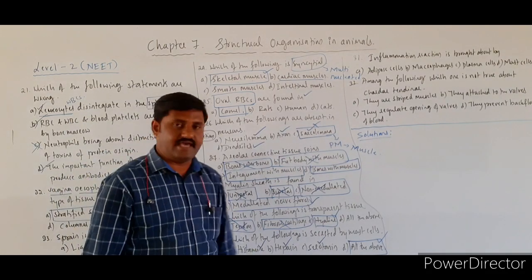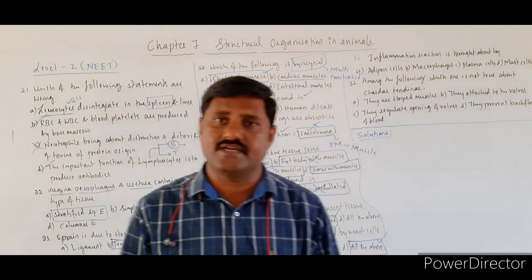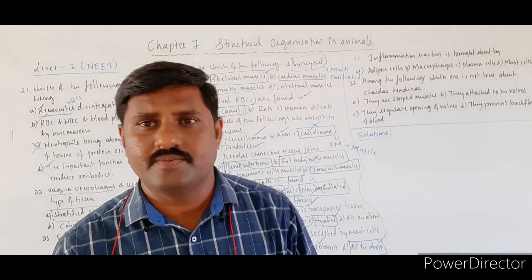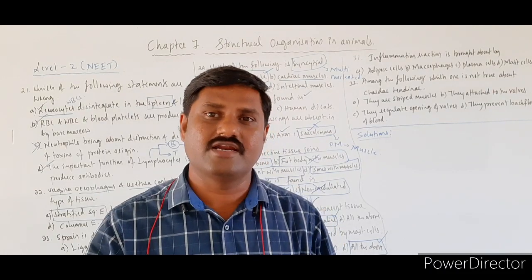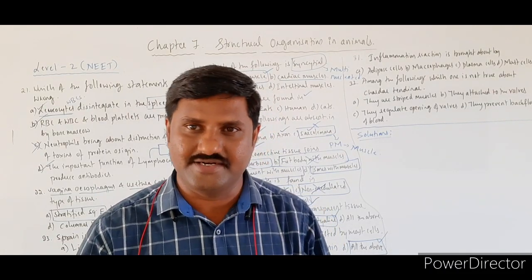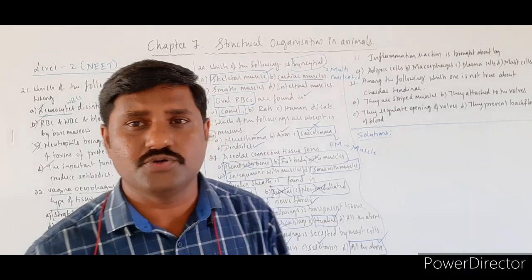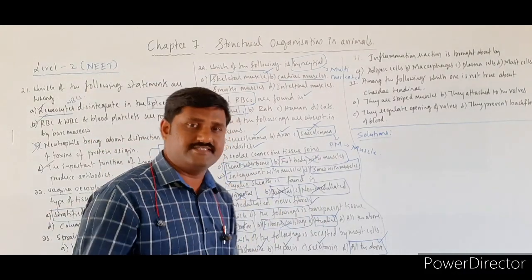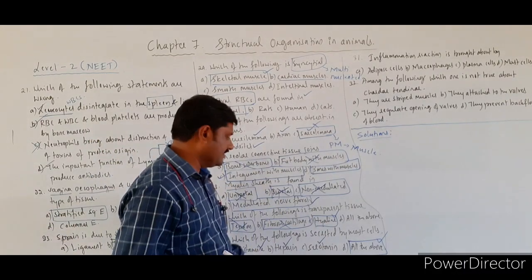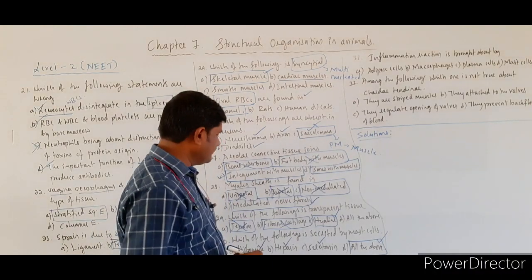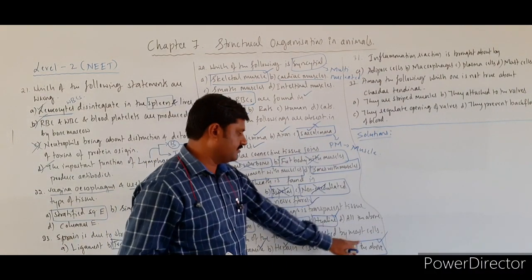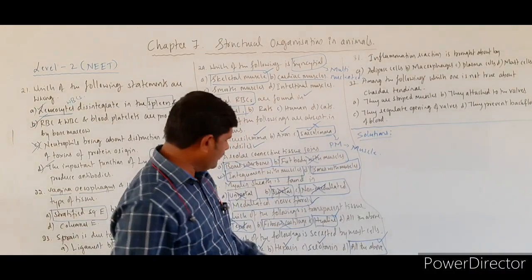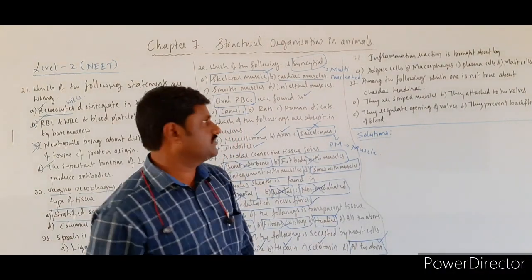One more thing: heparin is secreted very near the blood vessels, and it acts as an anticoagulant. It does not allow the blood to coagulate or clot. That is the anticoagulant, heparin. All these three chemical components are secreted by the mast cells, right? So this is the 30th question. Next one.